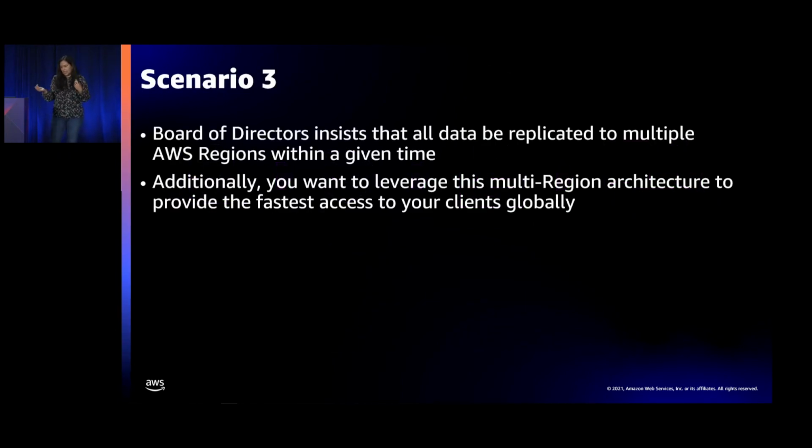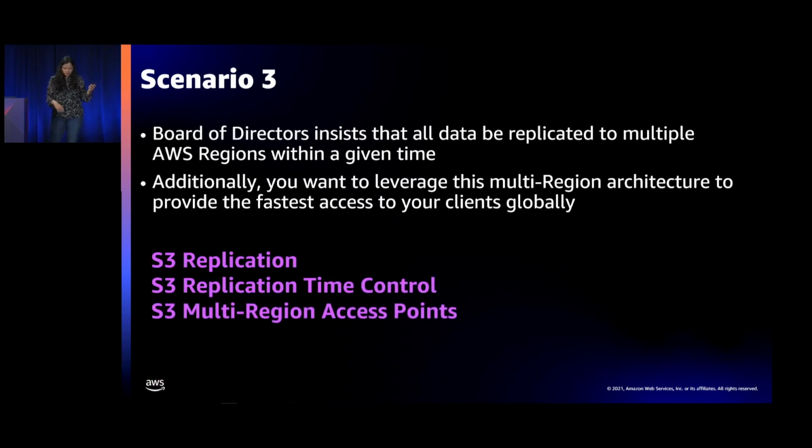Let's look at the next scenario. Let's say your board of directors insists that all your data needs to be replicated across multiple AWS regions within a stipulated time. And given that you have this multi-region architecture, you want to use it to improve the performance of your applications that are available globally to your users. Let's review features that can help you achieve this.